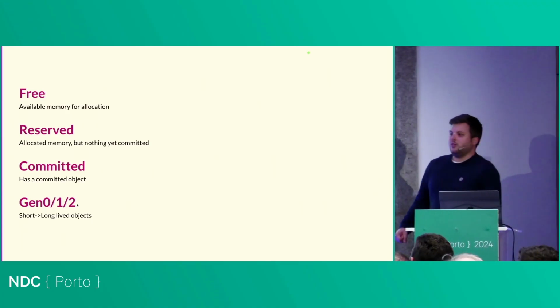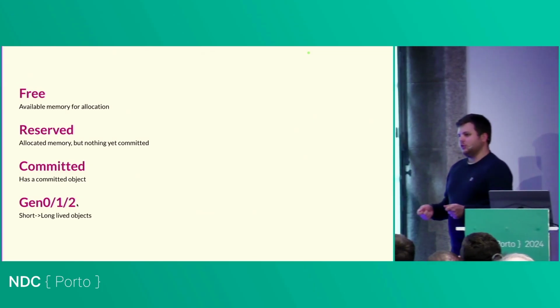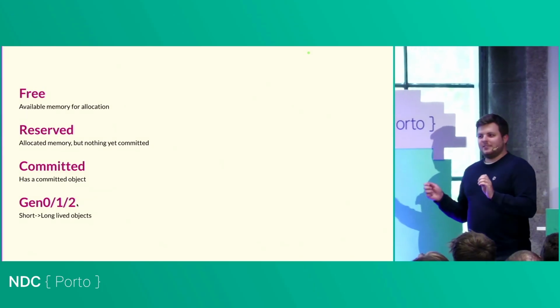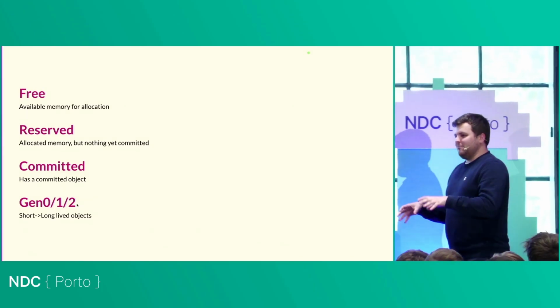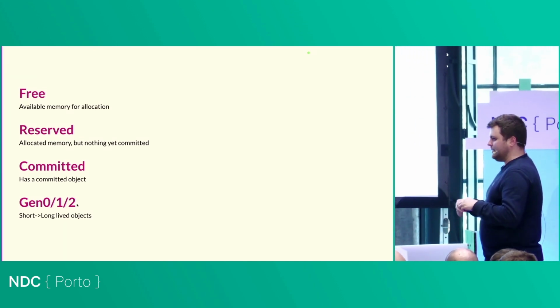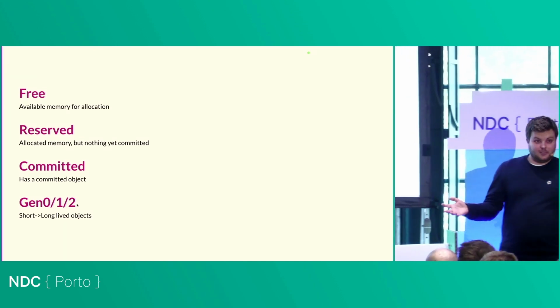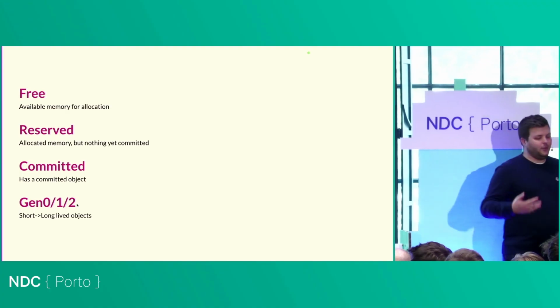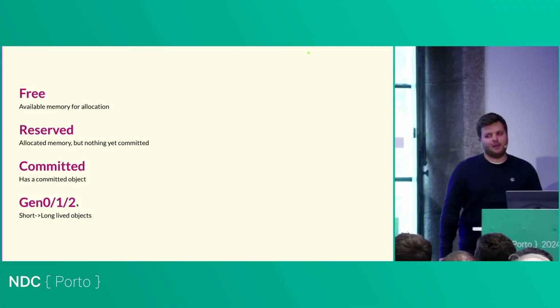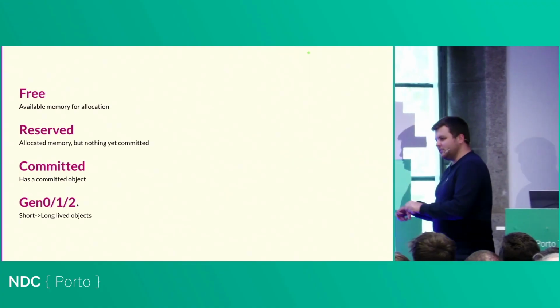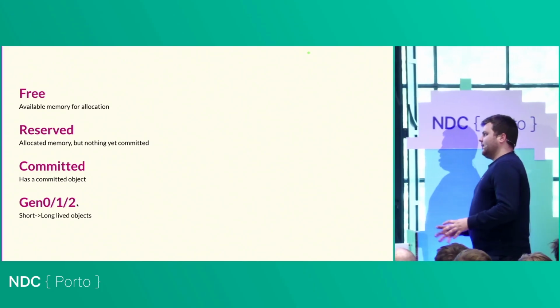This is memory that .NET has allocated for your application because it believes you need it, but nothing has yet been committed into that memory. There's nothing actually stored in it. So it's using space, using compute, but it's not actually doing anything with that. You then have your committed memory. This is the memory that actually has data written to it that your application is going to use.